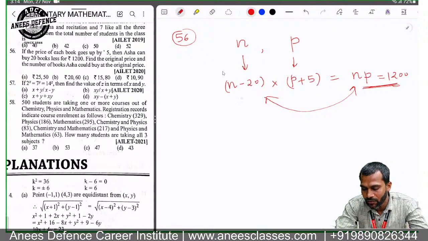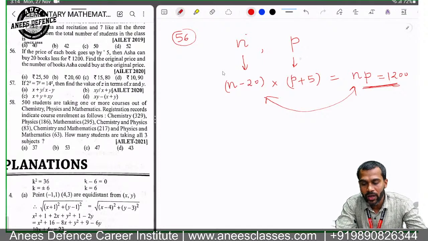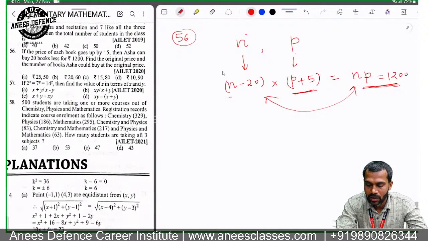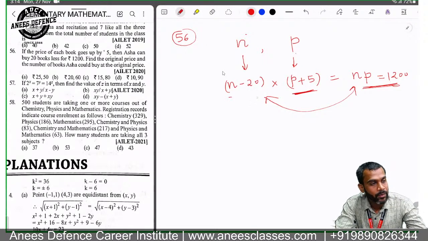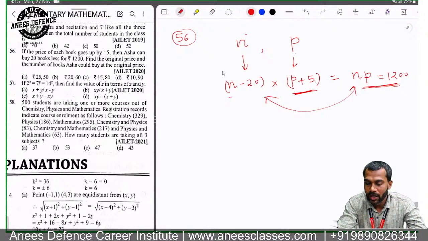Have you understood this equation? I have considered the total number of books N, original, and the cost per book as P. Now, what I have to do, we have to just increase the price by 5, so it becomes P plus 5. And I need to decrease the number of books by 20, so it becomes N minus 20. Now, the product should be constant, that is NP or 1200. NP should be 1200, the total cost. So NP is 1200. This is the first equation.